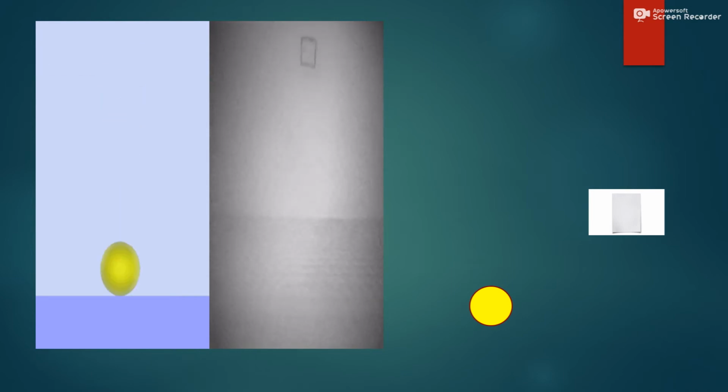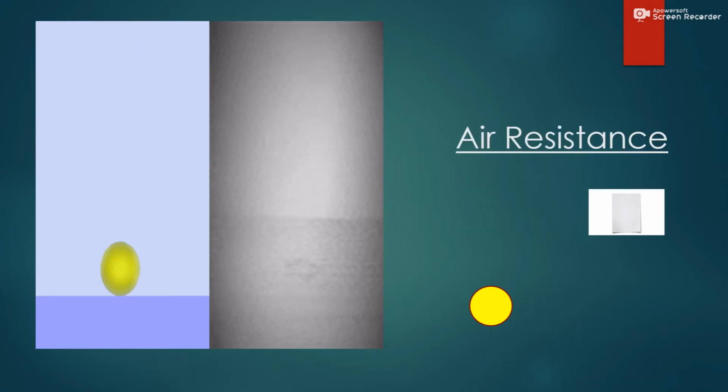Suppose that you are standing on the top of a building and you drop two different things, like a ball and paper, together. So which one reaches the ground first? Of course the ball will reach the ground first. But the question arises here is, why not the paper? The reason is air resistance.